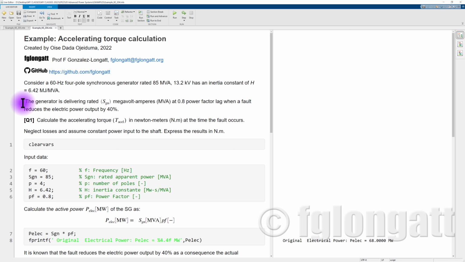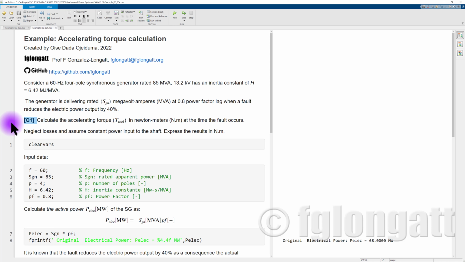Now, initially, this generator is delivering the rated apparent power in MVA at power factor 0.8 lagging. However, suddenly a fault occurred, and this fault reduced the electrical power by 40%. Now, the big question here is, as we have a reduction in the electrical power, this machine will keep the mechanical power as it is, and will have some acceleration.